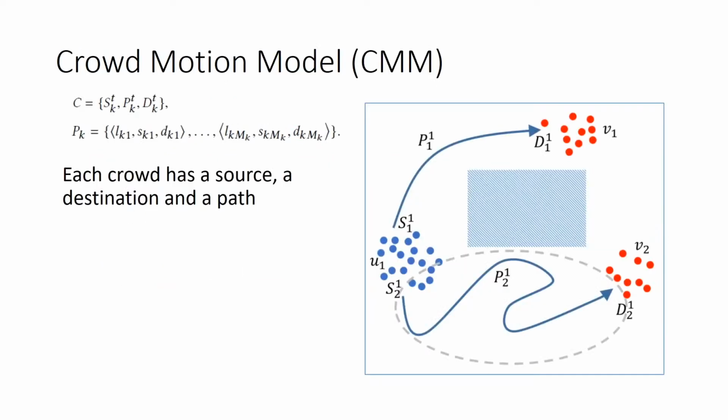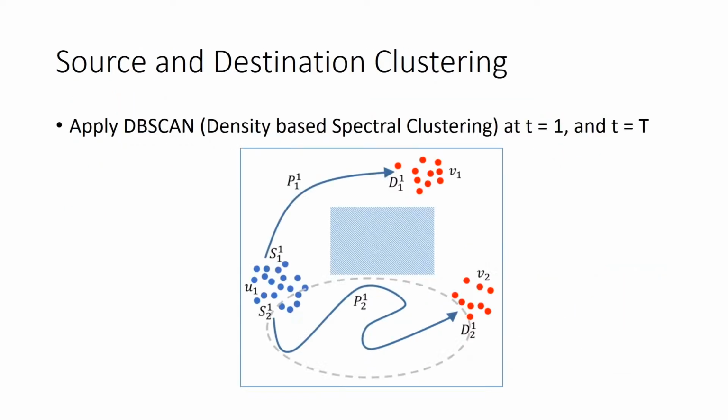In the crowd motion model, we assume that each crowd has a source, destination, and a path. In the initial step, we apply a density-based spectral clustering at t equals 1 and t equals capital T, which denotes the final time step. This identifies the source and destination of each crowd.